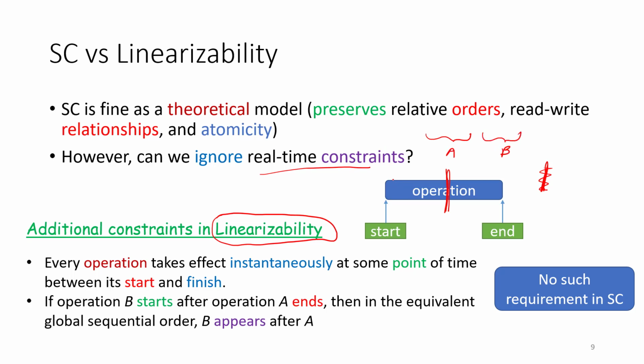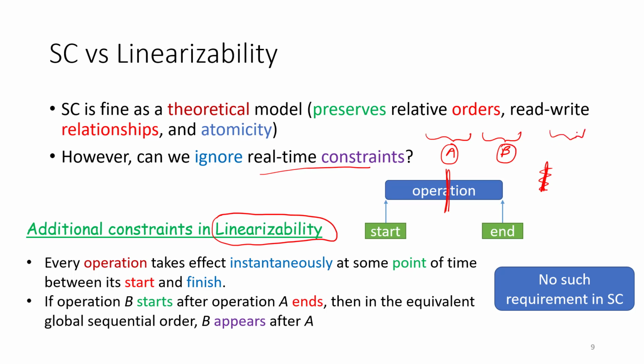Then in the equivalent global sequential order that we create, as we did in the case of SC, sequential consistency, B needs to appear after A. So that is clear. Why is that the case? Because clearly, these two are not concurrent operations. That's the reason A appears first and B needs to appear after A.